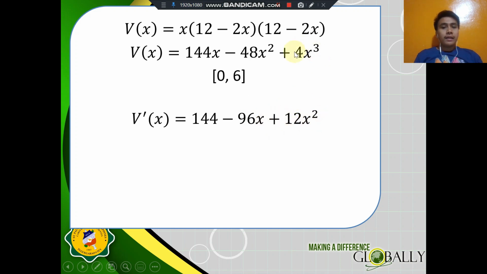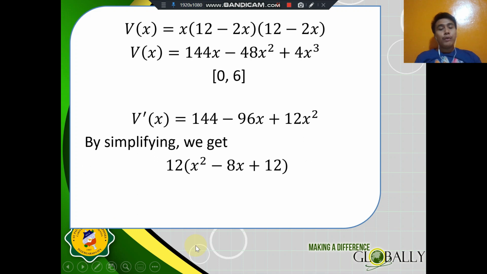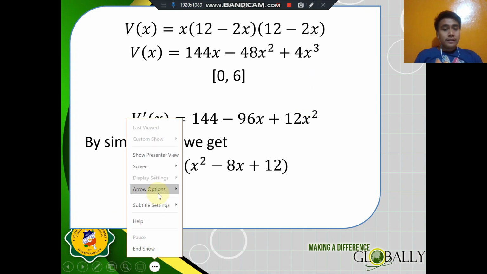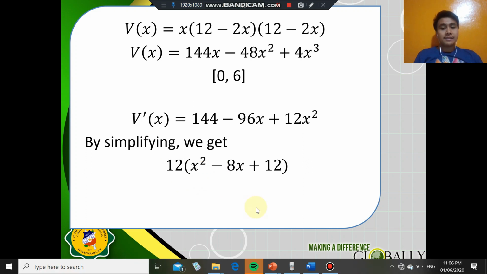For 4x cubed, just transfer the 3 here, multiply it by 4, then subtract 1 from the exponent, so we get 12x squared. By simplifying this, we get 12 times (x squared minus 8x plus 12). So let's use our calculator to solve for the values of x, which serve as our critical values. Kindly get your calculator too, to solve for the critical values with me.